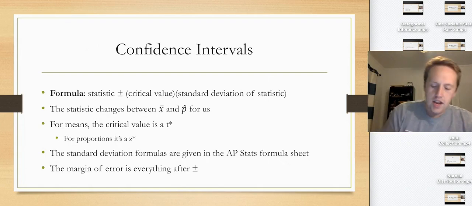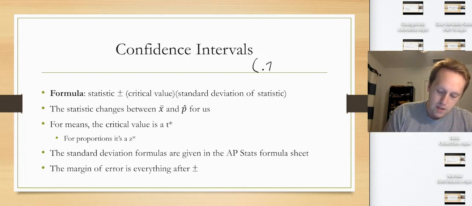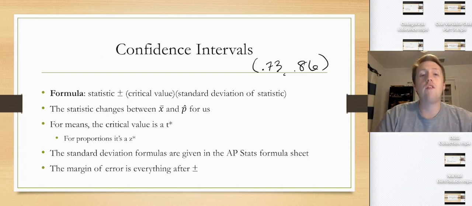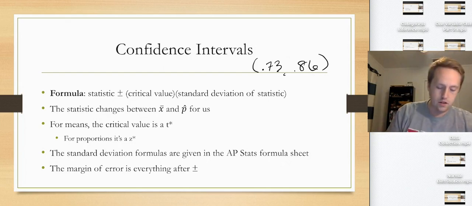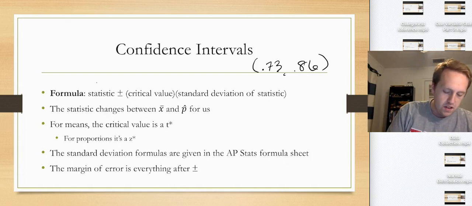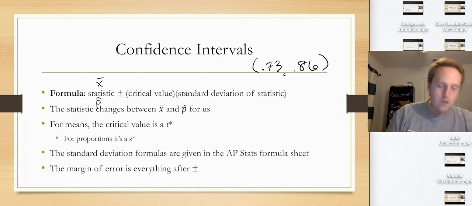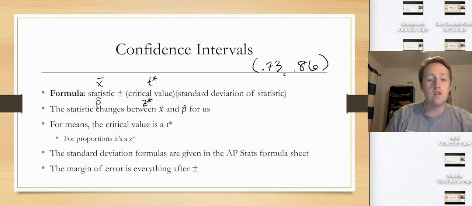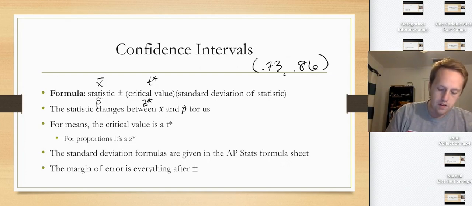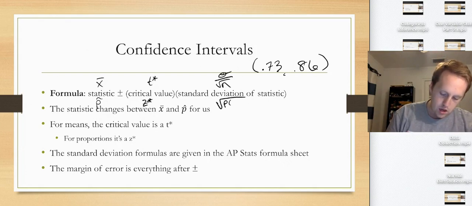So if I say that I have a confidence interval that goes from 0.73 to 0.86 for p, then those are all the values that I find plausible for the parameter p. So I do want to examine this formula though. The statistic is either x bar or p hat. The critical value is either a t star or a z star. And then the standard deviation, those formulas are given on the AP stats sheet. For means, it's sigma over root n, and for proportions, it's square root of p times 1 minus p over n.